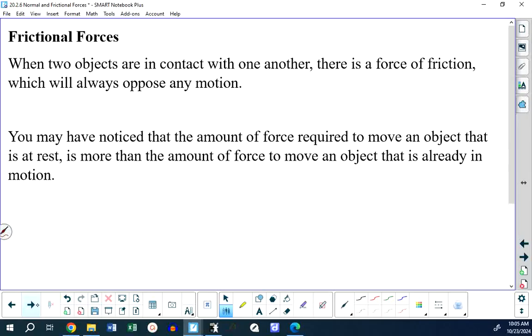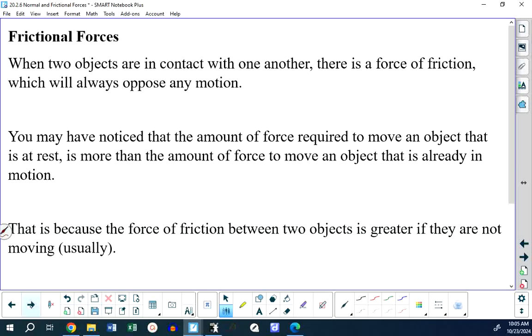Well, what that means is that there's a force of friction you have to overcome initially that's a larger force of friction than the force of friction you have to overcome when it's already moving. And we have names for those two forces of friction. So generally speaking, the force of friction is greater if they're not moving. That totally breaks down when you talk about friction with air. There's very little friction with the air here, but as I move faster, the friction goes up. So there's exceptions to this.